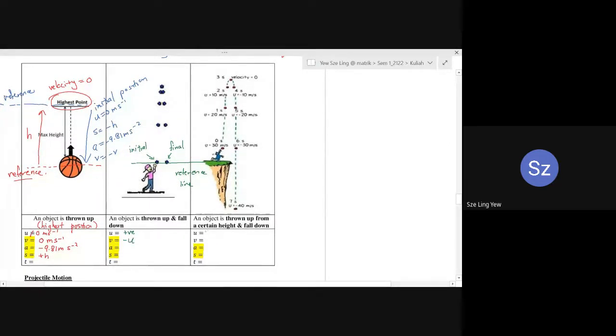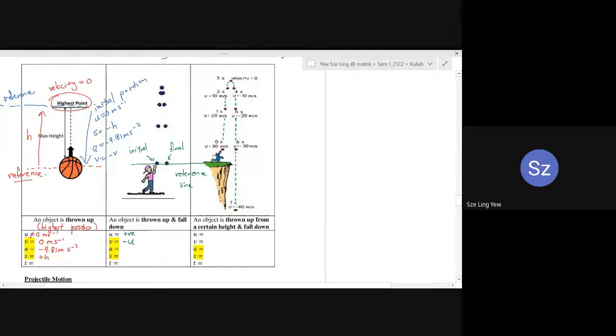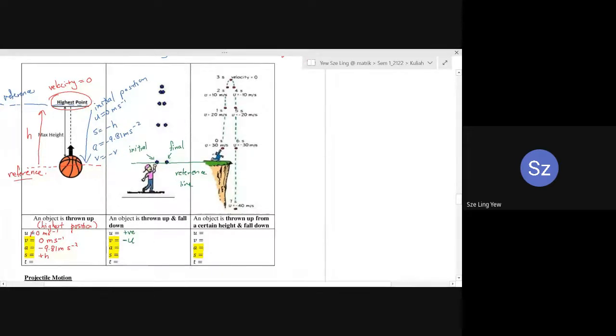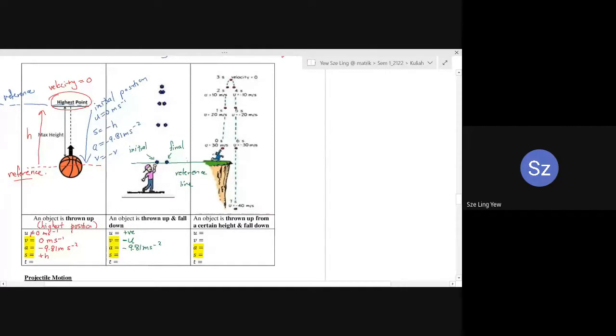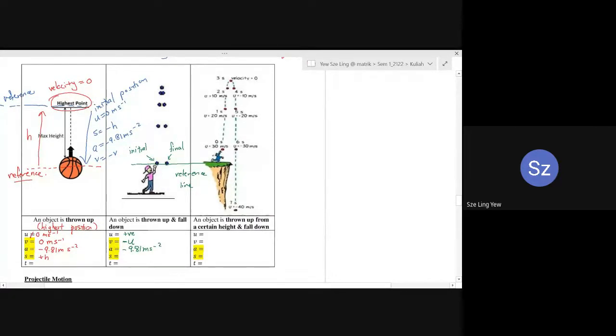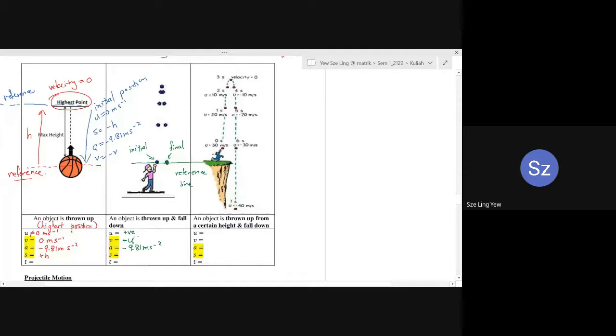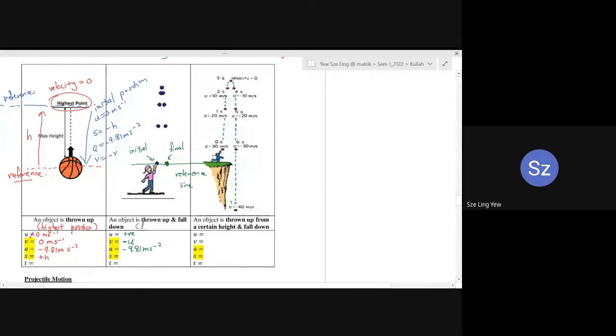Because your object undergoes free fall, no external force. Therefore, when it drops back to the same reference line, it will have the same magnitude as the initial velocity. Just that now you have a negative sign. So initially you have a positive u, and at its final position you have negative u. Acceleration is still the same, negative 9.81 ms^-2. The information that we listed out is for the final position.